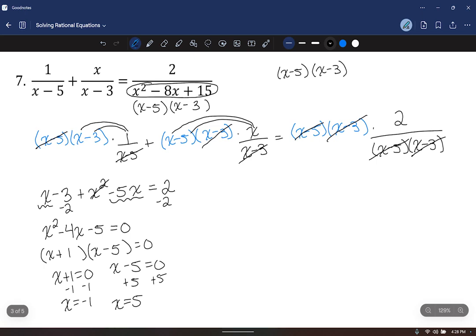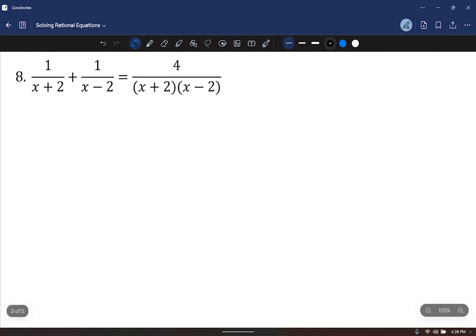Now I need to look at those answers and consider what x can't be. So I already know that because I have x minus 5, x cannot be 5 because 5 minus 5 would give me a 0 in my denominator. I also know that I have x minus 3, so x cannot be 3 because 3 minus 3 is 0. So because I got an answer of 5, that 5 is considered an extraneous solution. So the only valid answer I have is negative 1.